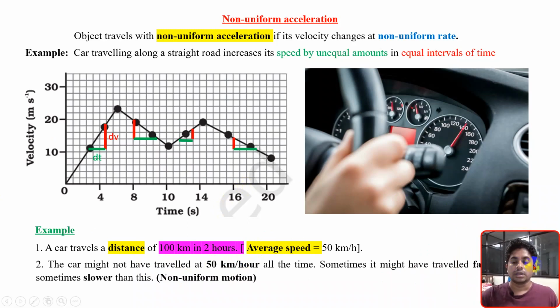So this kind of car motion is non-uniform motion, because the speed change we are making is unequal while the time intervals are the same. In equal time intervals, we are making unequal amounts of increase or decrease in speed. Then we say it is non-uniform motion, and the corresponding acceleration is non-uniform acceleration. Thank you.